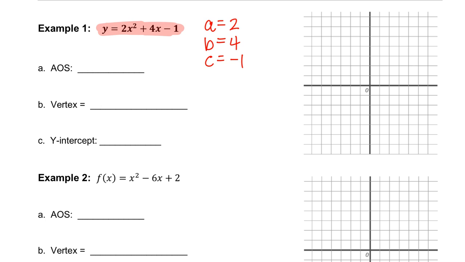The sign does come with it. So if it's positive, we don't write the positive sign. But if it's negative, that sign comes with it. So 2 is positive, so yep, that does mean that this opens up.